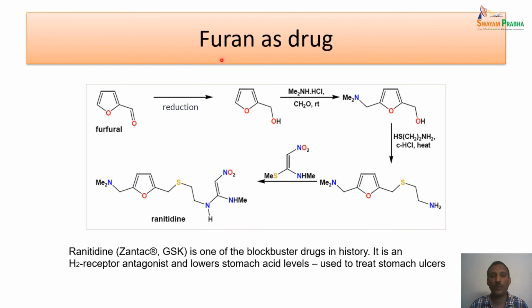And let us look at some of the drug derivatives from the heterocycles. The first one, furan, is involved as a drug molecule. Ranitidine is one of the blockbuster drugs in history. This is generally used as an H2 receptor antagonist, and it lowers the stomach acid levels, and basically it is used to treat stomach ulcers. This ranitidine has a furan moiety here, and it can be prepared from furfural. So this is one of the drug derivatives which has the heterocyclic ring, that is the furan, as one of its components. The various reactions are given here for the formation of ranitidine.